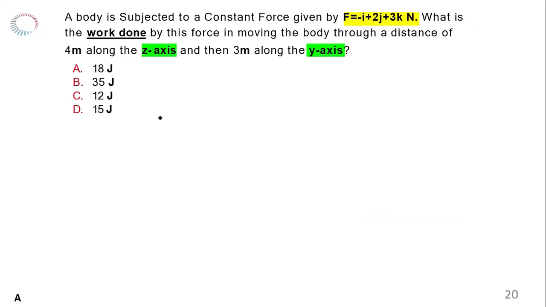Let us say this is the problem. A body is subjected to a constant force given by this expression. What is the work done by this force in moving the body a distance of 4 meter along the z axis and 3 meter along the y axis? Initially, the particle is at the origin, point A. After that it goes to point B, where the z coordinate is 4, the y coordinate is 3, and the x coordinate is 0. So 0, 3, 4. This is the B point.